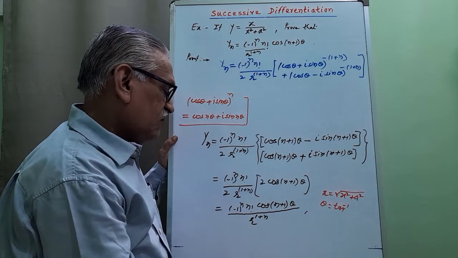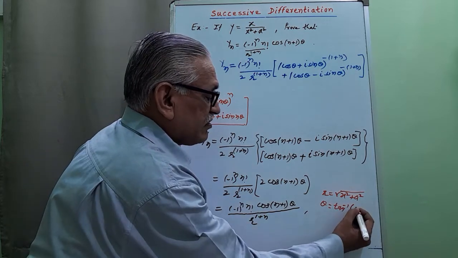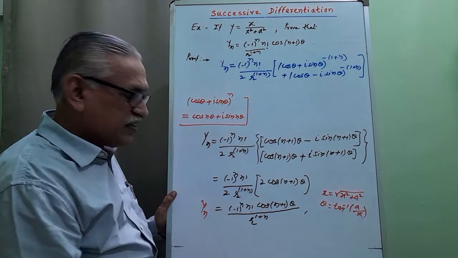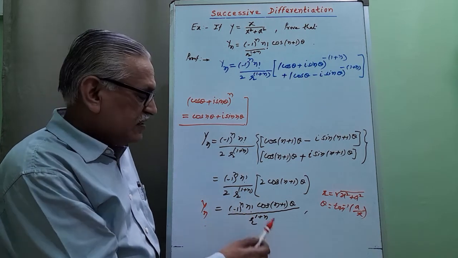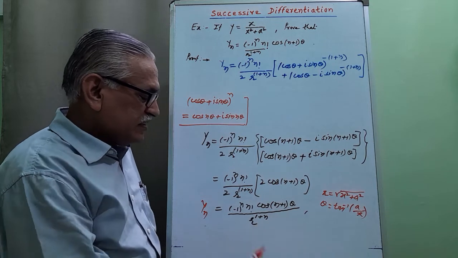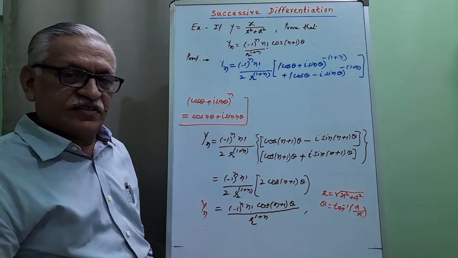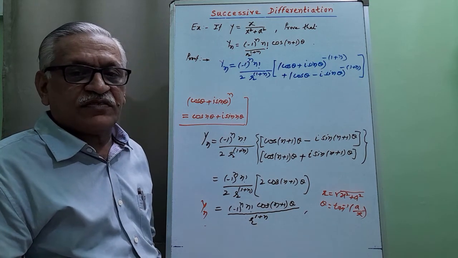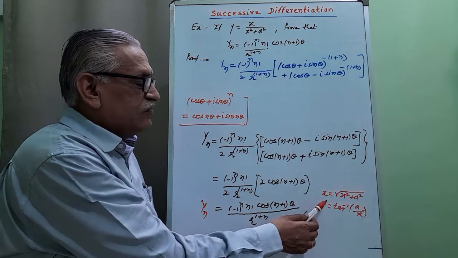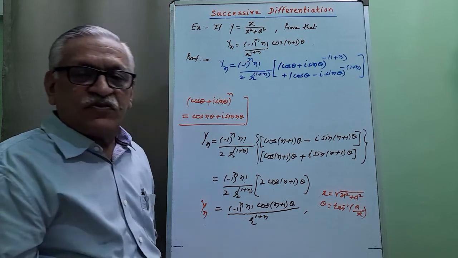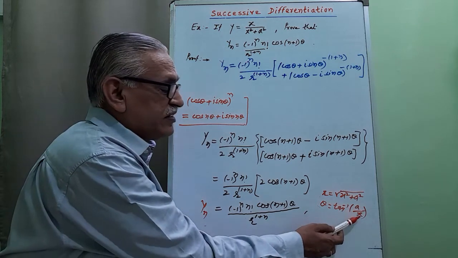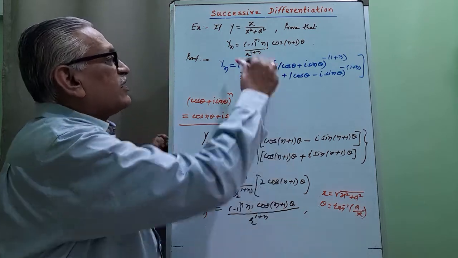Here y means a. Result: the nth derivative of y is minus 1 raised to n, n factorial, cos of (n plus 1) times theta, divided by r raised to (1 plus n), where the value of r is the root of x square plus a square, and theta is tan inverse of y by x. Here y is a, therefore a by x. This is the required result.